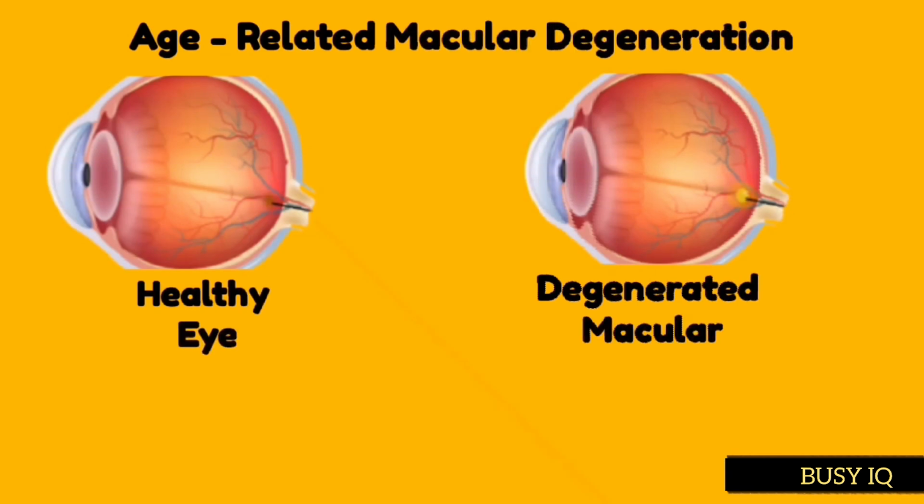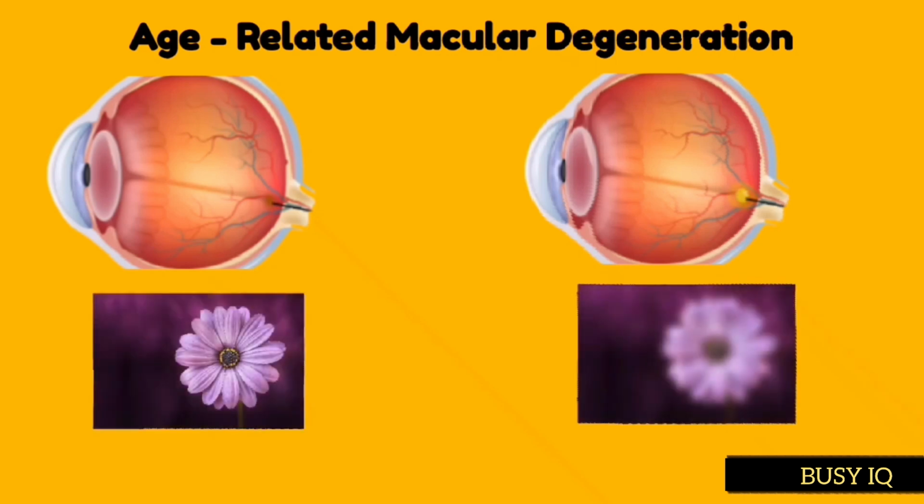Age-related macular degeneration. This is the leading cause of vision loss, especially among elderly people. It occurs when the macula, a small region of the retina responsible for central vision, deteriorates over time. This can lead to blurred or distorted vision, and in severe cases, complete blindness in the center of the visual field.